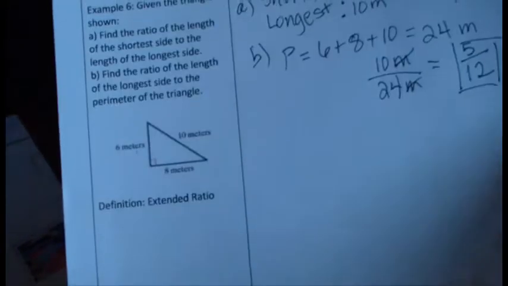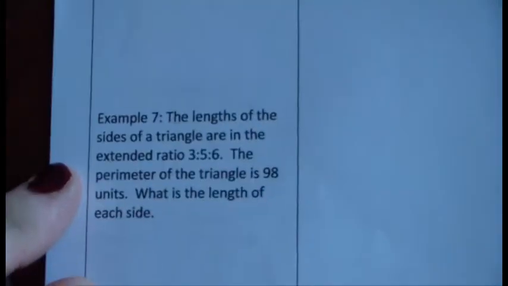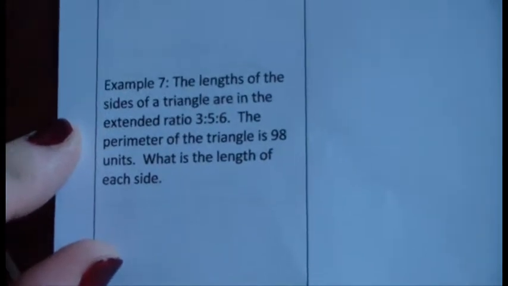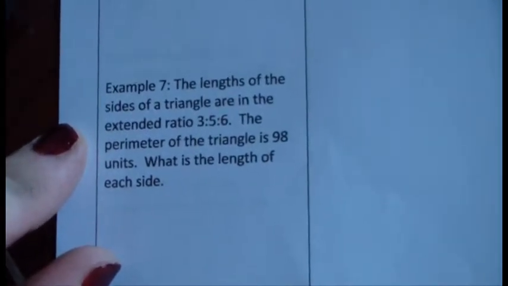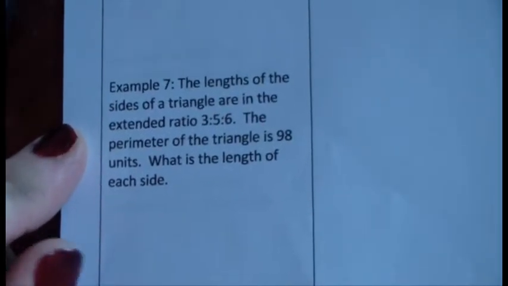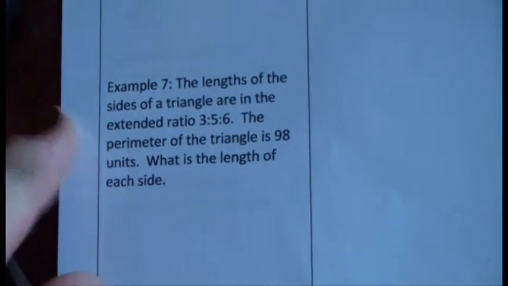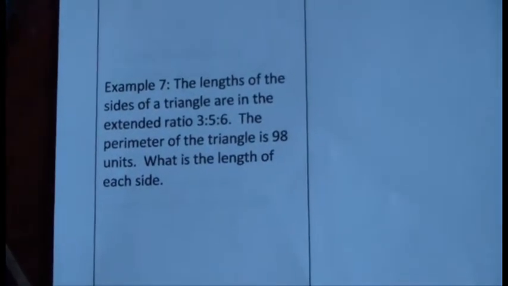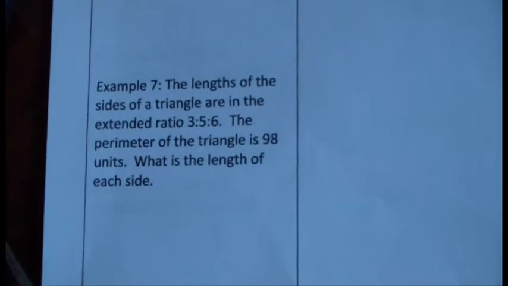Let me zoom in a bit. The lengths of the sides of a triangle are in the extended ratio 3 to 5 to 6. The perimeter of the triangle is 98 units. What is the length of each side?